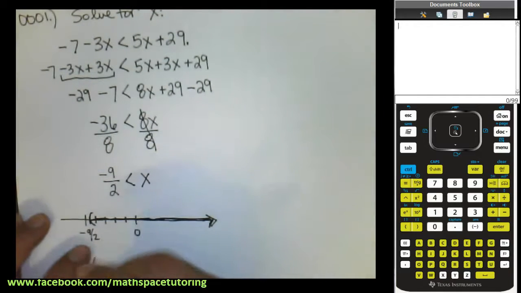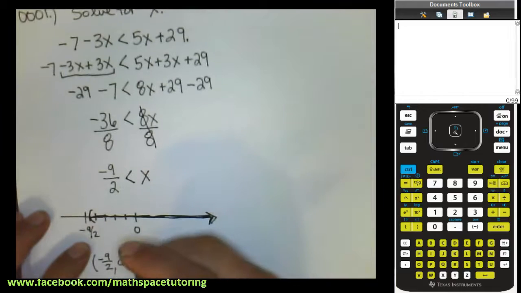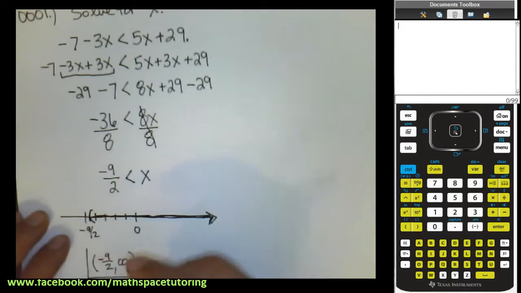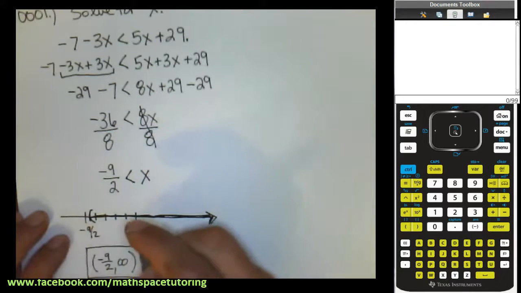But let's express this in interval notation. It starts with an open interval at negative 9 halves, and it continues to infinity, and infinity is always an open interval. So here is the solution to our inequality for problem number 1.